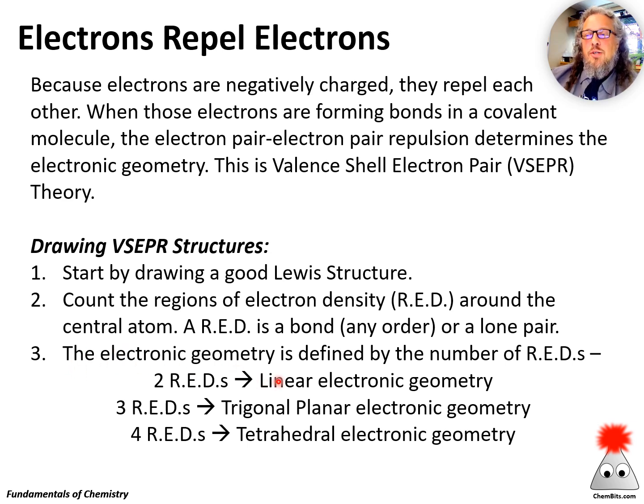The electron geometry is defined by the number of regions of electron density. And for our purposes in this class, we're only going to work with 3 electronic geometries. If we have 2 regions of electron density, it's a linear electronic geometry. If we have 3 regions of electron density, it's trigonal planar. If we have 4 regions of electron density, it's tetrahedral.